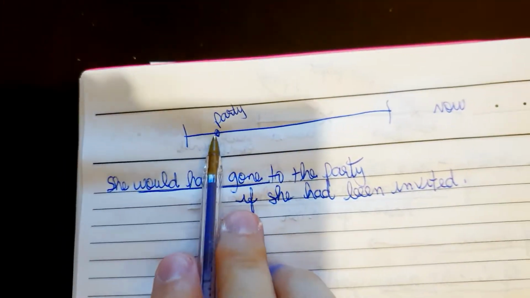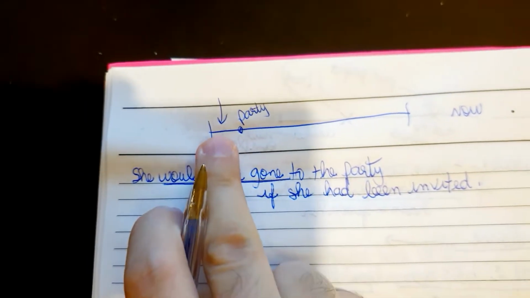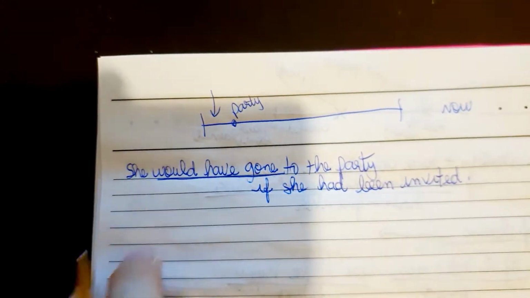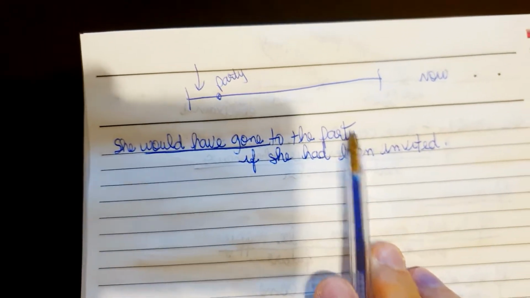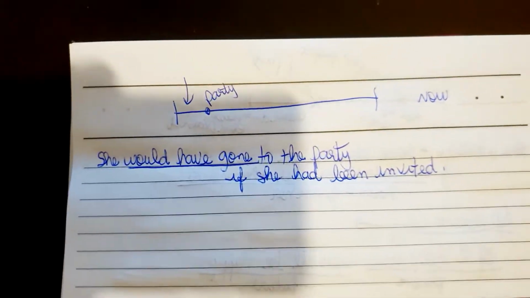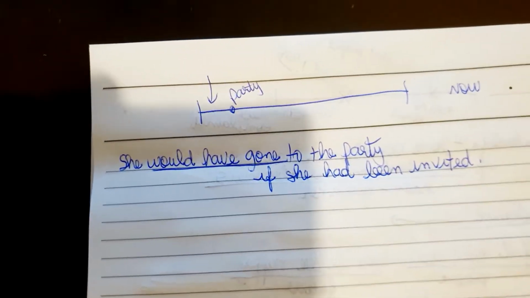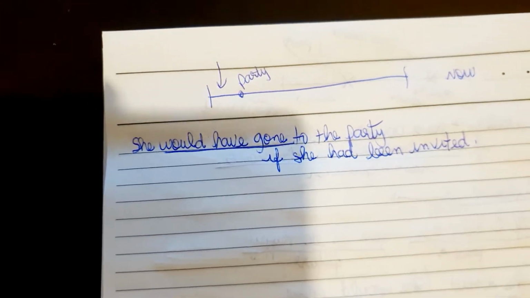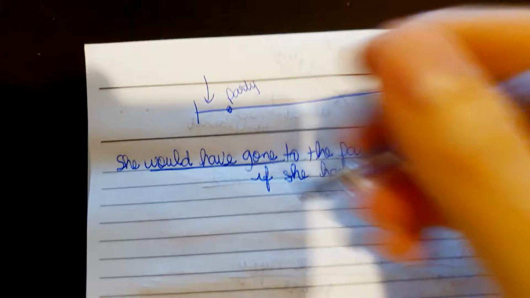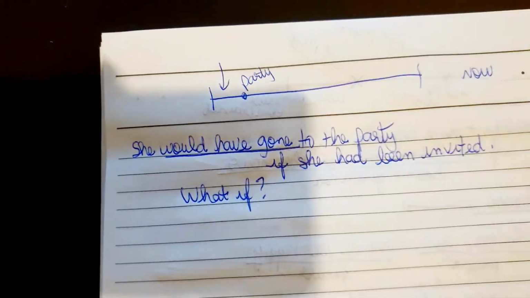If somebody went there before the party and said, Mary, would you like to go to the party? She would have accepted the invitation. So she would have gone to the party if she had been invited. As she wasn't invited, it's not possible anymore, okay? It shows a condition that branches into a new alternative action. You imagine, what if this happened? If she had been invited, she would have gone, okay?